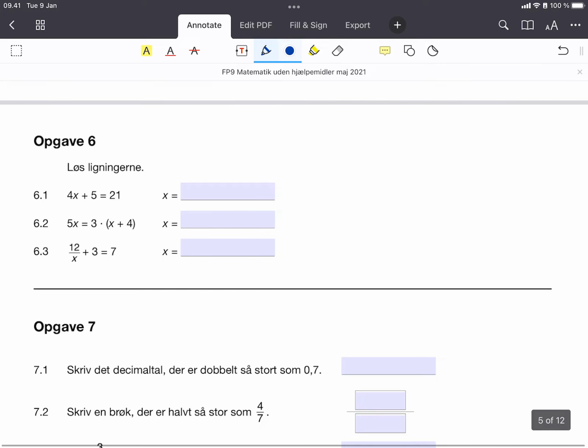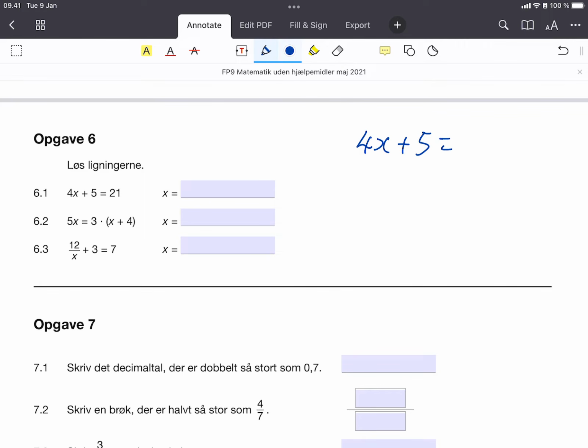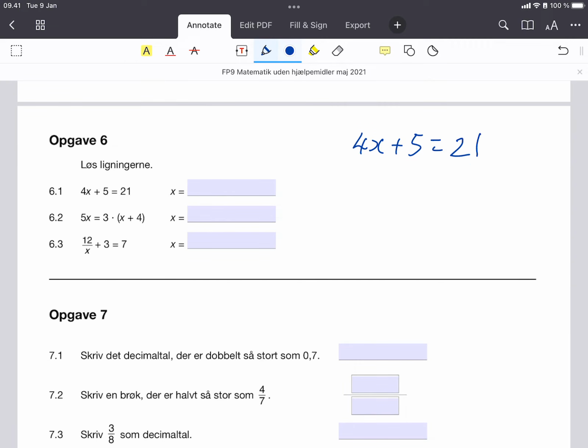Okay, good old algebra. 4x plus 5 equals 21. I'd like to get the bit with x on its own, so I'd like the 5 to disappear. So I'm going to take away 5, but I've got to remember to do that both sides. So 4x equals 16. I just want to know what 1x is, so I'll divide everything by 4. x equals 4. Next one.